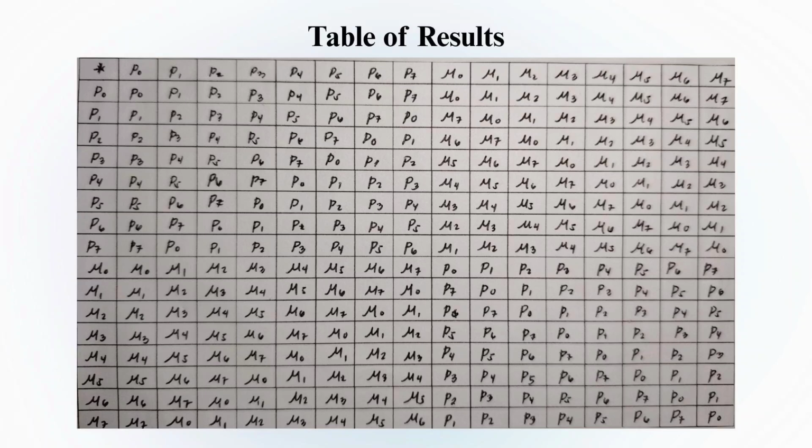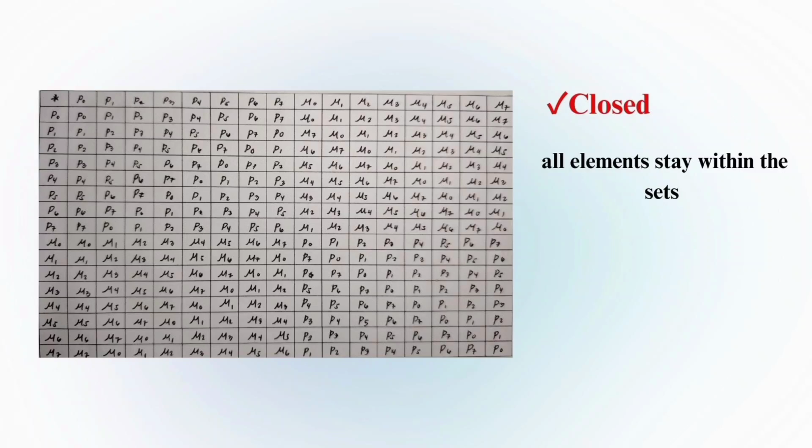Now let's check if this is a permutation group. What we need to confirm is that it is closed, associative, has an identity element and an inverse element. So let's check first if this is closed. As you can see, this table is closed, where all elements stay within the set.